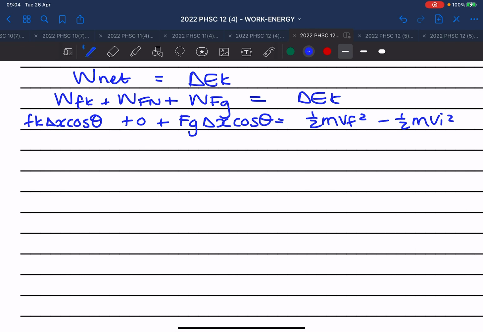Alright, I immediately wrote down that the work done due to the normal force is zero because we know it's 90 degrees. Okay, up until there I went fast because there shouldn't be new news to you. But if there's something I need to explain, you must ask.